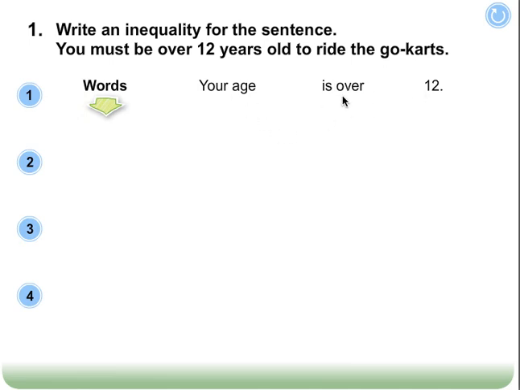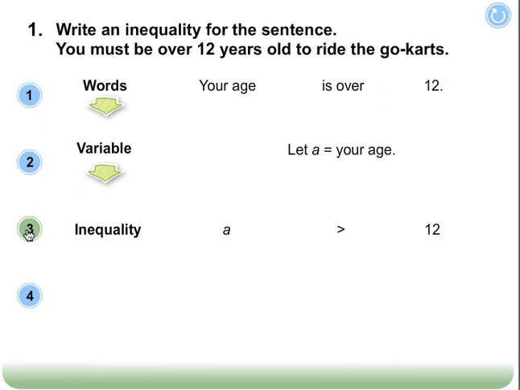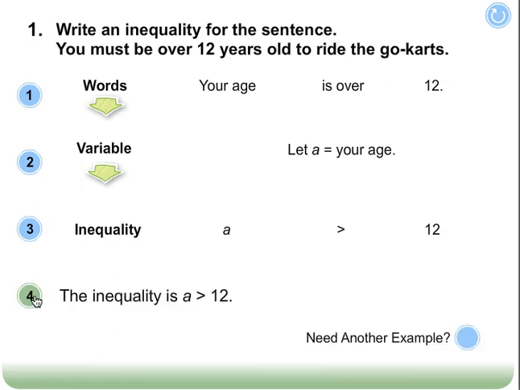Now notice how we've separated out these words. It's going to be useful when you're figuring out how to write the inequality. The variable, we're going to let A stand for your age. The inequality is A greater than 12, right? Because that needs to be bigger than 12. So then we'll write it like an equation should look. The inequality is A is greater than 12.